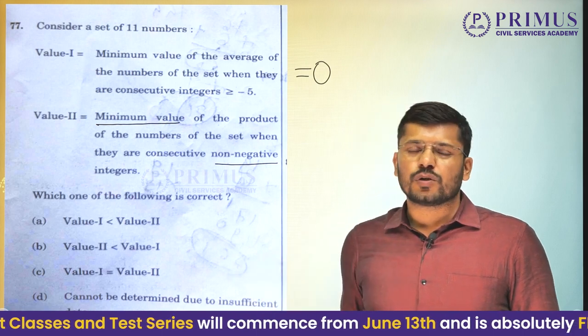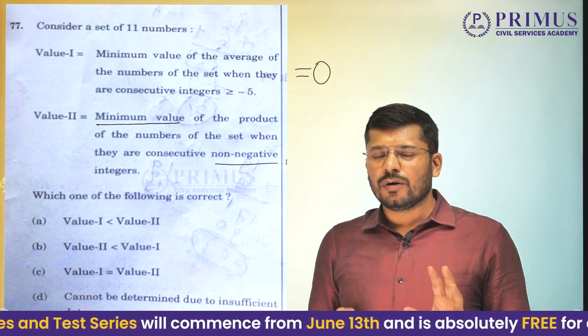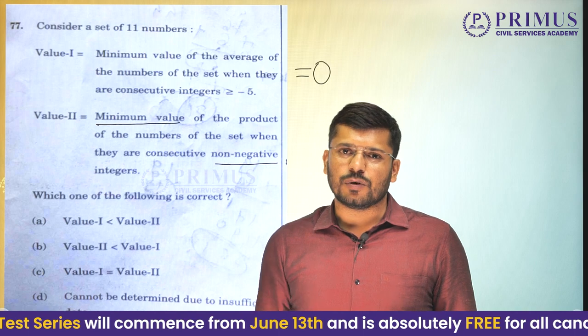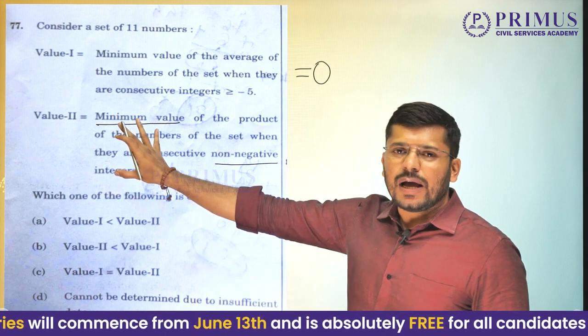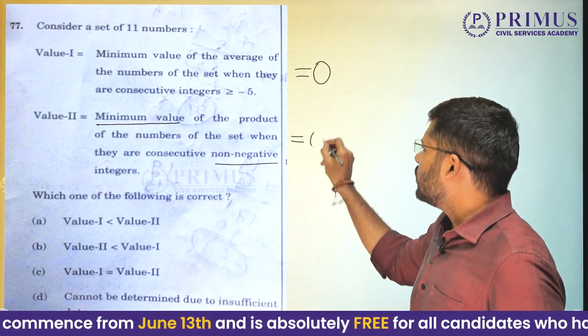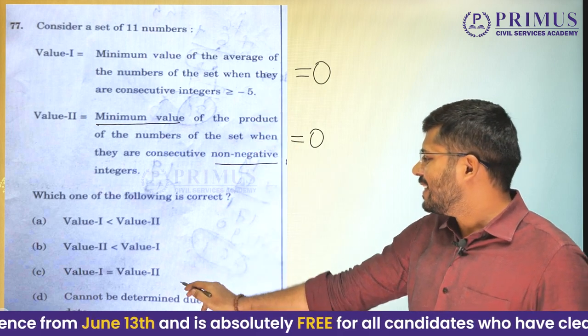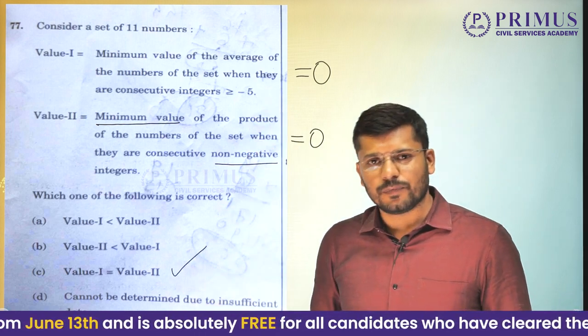So what will be the product of those numbers? The first number is 0. 0 multiplied with anything will give you 0. So the entire value will be 0. So what will be your answer? Value 1 is equal to value 2. Option C will be your answer.